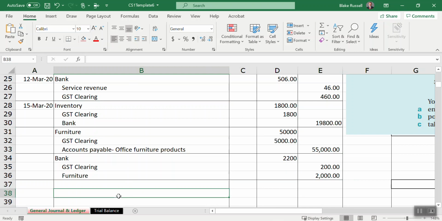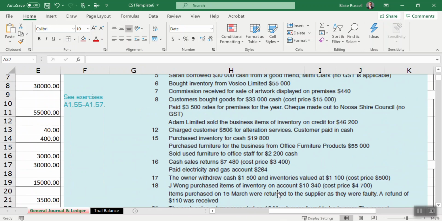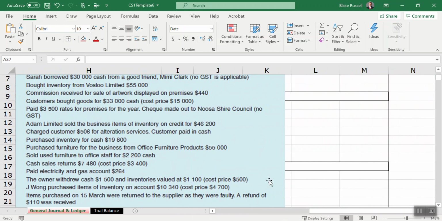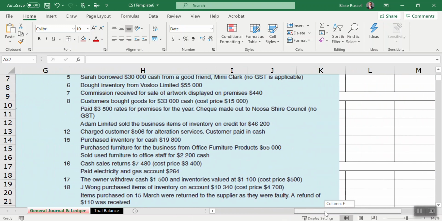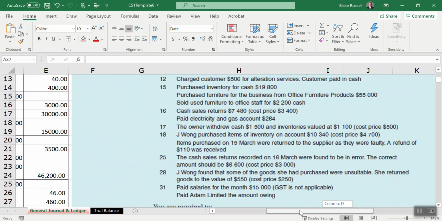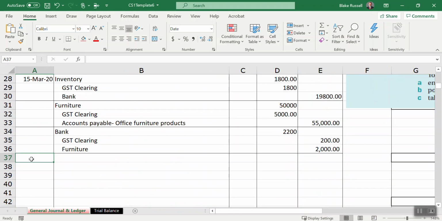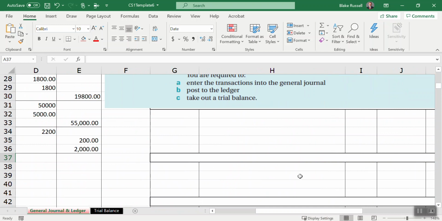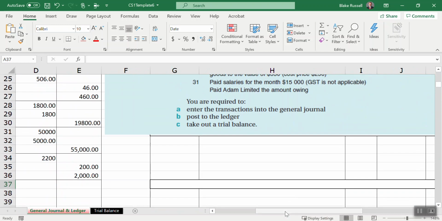Next up, make sure your debits and credits are equaling all along the way. All right, cash sales returns 7,480. Cost price 3,400. What was the date? 16th.